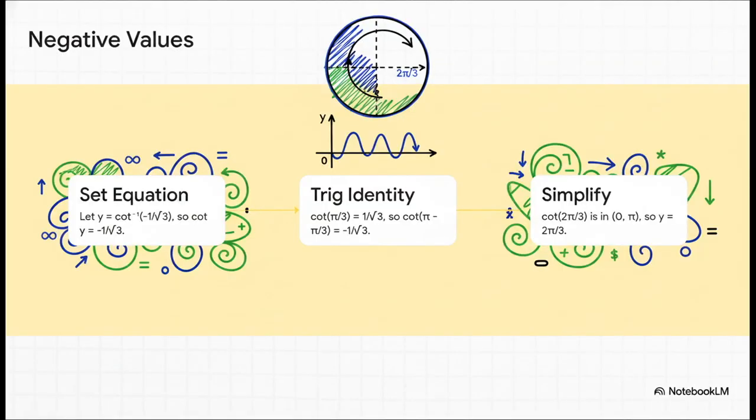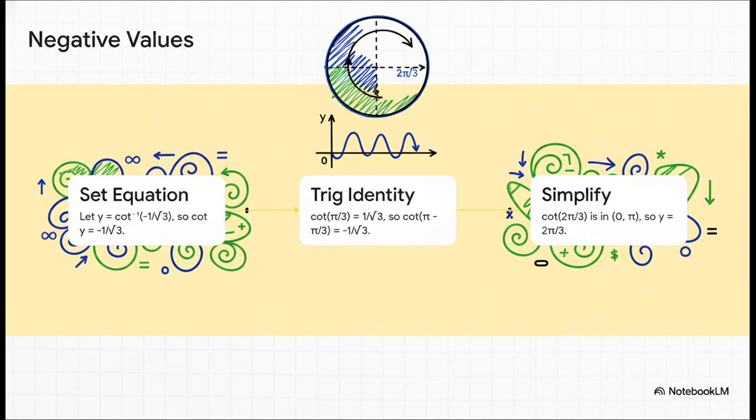Let's quickly run through example 2 to see how this exact same framework handles negative values seamlessly. We want the principal value of cotangent inverse of -1/√3. Step 1, let y equal the function, so cotangent y equals -1/√3. Step 2, deal with that pesky negative. We know cotangent of π/3 is +1/√3. By tapping into our trig identities, cotangent of π minus π/3 gives us the negative value we need.